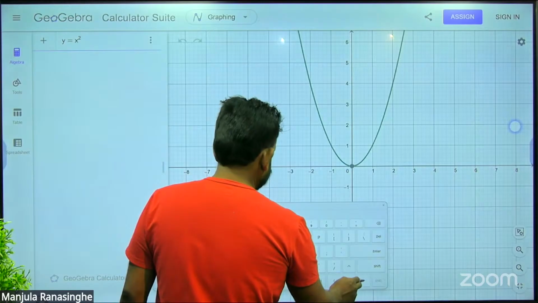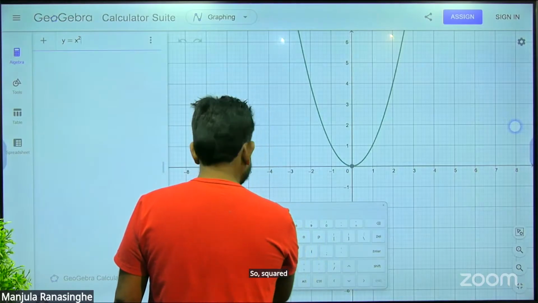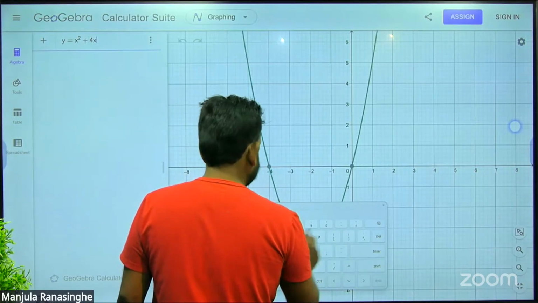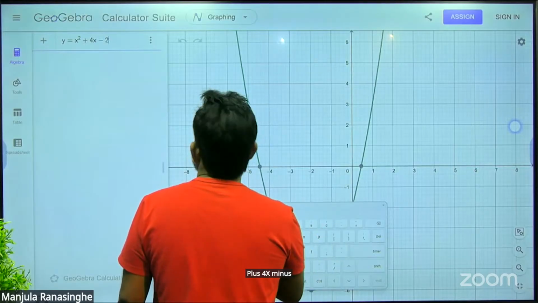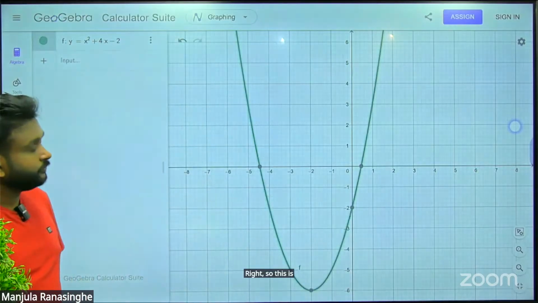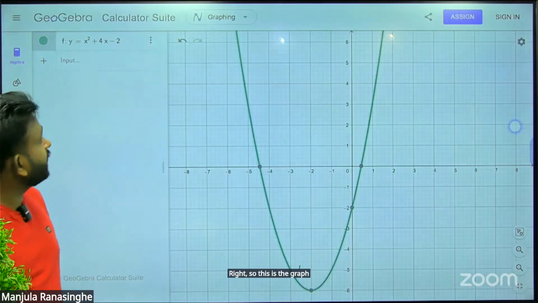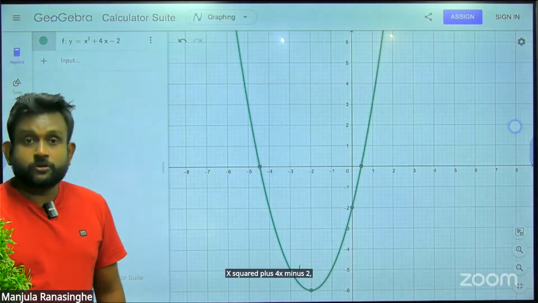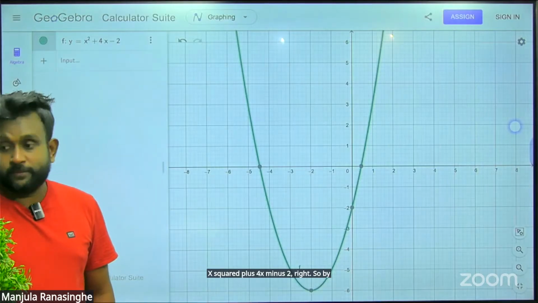So x squared plus 4x minus 2, right? So this is the graph of x squared plus 4x minus 2. By drawing this graph, you get 3 marks there.